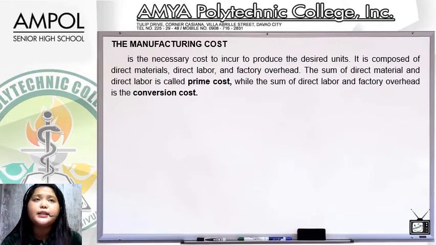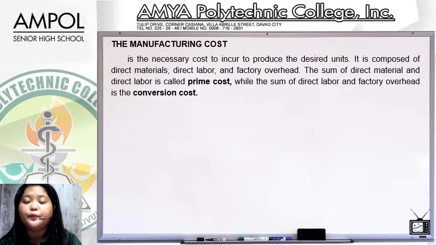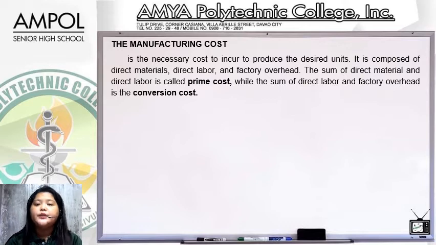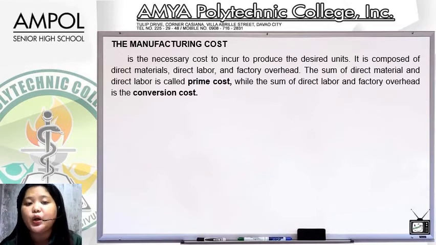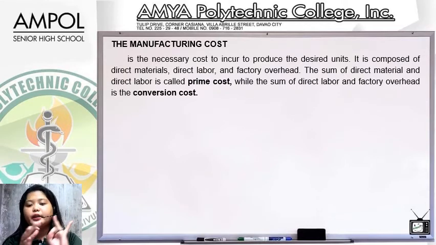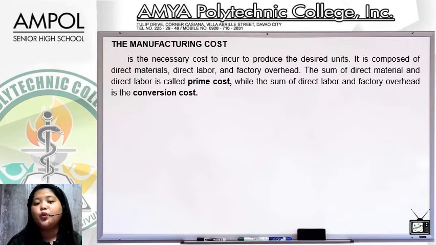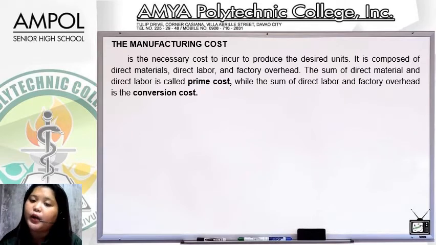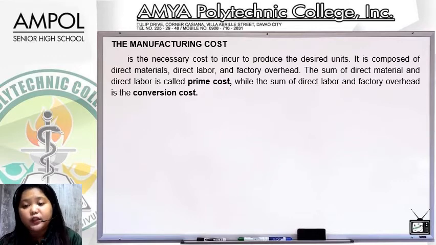Next, the manufacturing cost. So, this is the necessary cost to produce the desired units. It is composed of the direct materials, direct labor, and factory overhead. So, the sum of the direct material and direct labor is called the prime cost, while the sum of direct labor and factory overhead is the conversion cost.